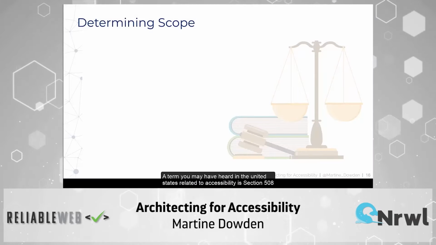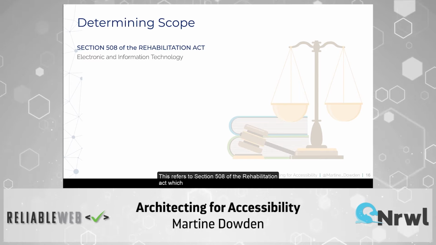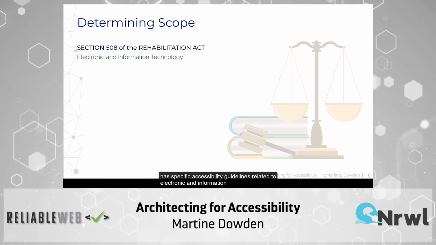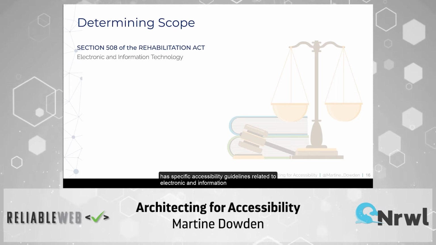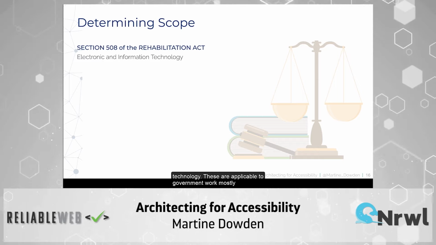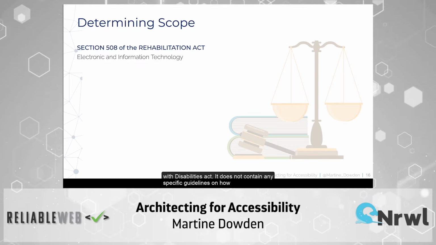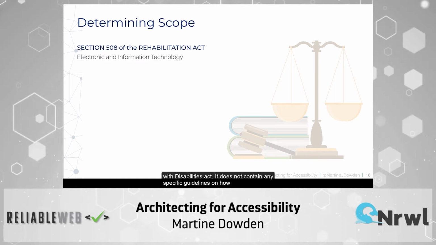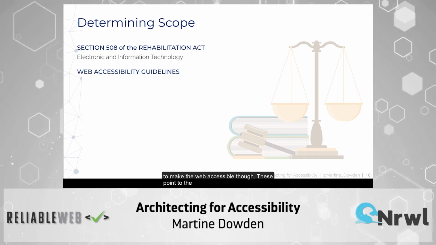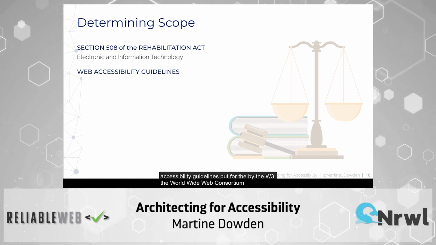A term you may have heard in the United States related to accessibility is Section 508. This refers to Section number 508 of the Rehabilitation Act, which has specific accessibility guidelines related to electronic and information technology. These are applicable to government work mostly. You may also hear the ADA mentioned, the Americans with Disabilities Act. It does not contain any specific guidelines on how to make the web accessible, though. These point to the Web Accessibility Guidelines put forth by W3C, the World Wide Web Consortium.